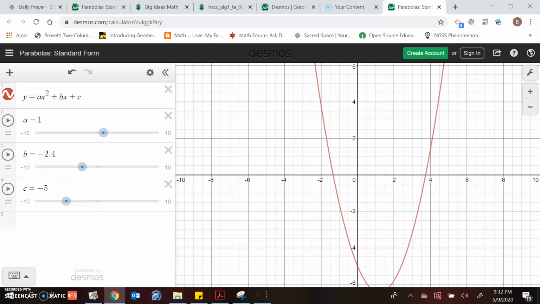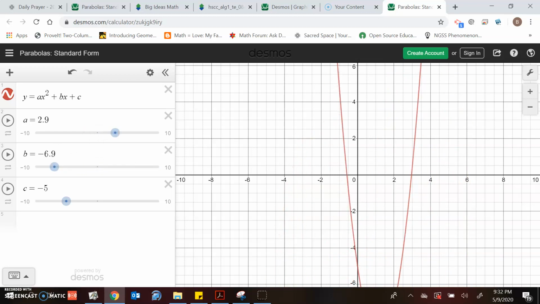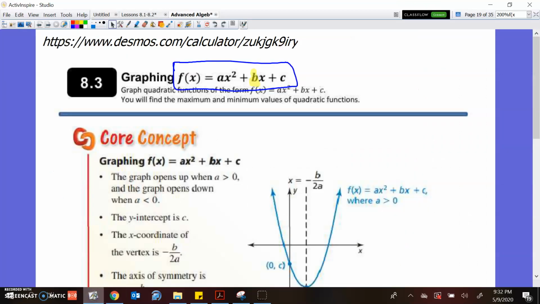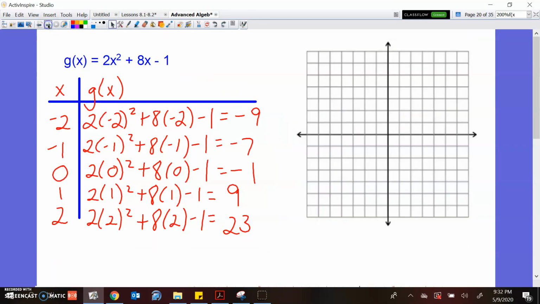So as I start to move all of these things, I can start to get graphs that look like they're all over the place, okay? Alrighty, so now our goal in this lesson is that we're going to figure out how to graph that, okay? And to do that, let me just show you one more thing to bring it together. I have here written a quadratic equation, okay?